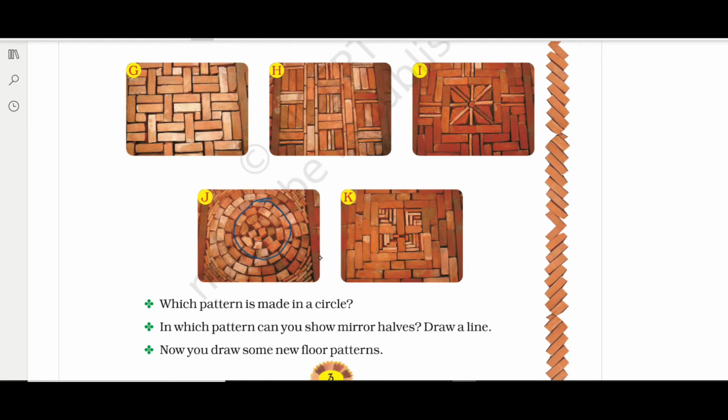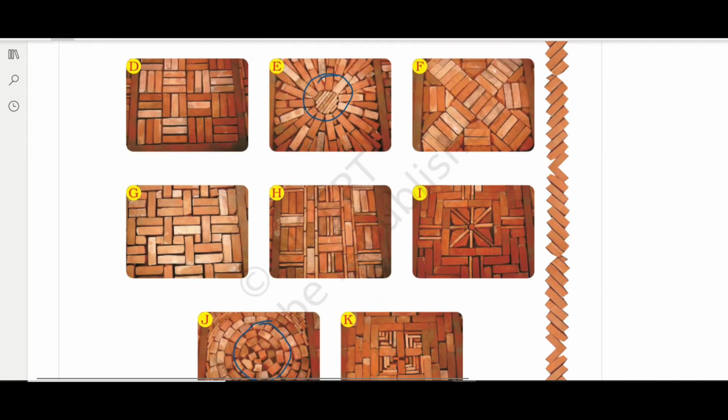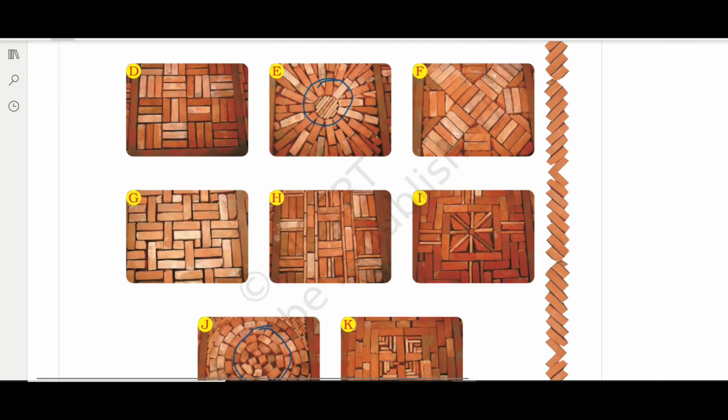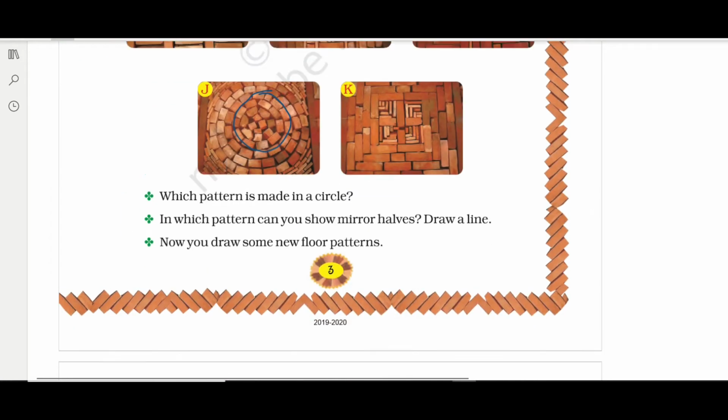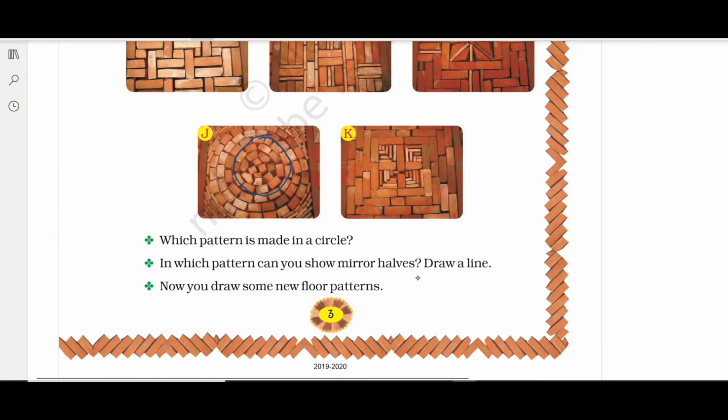And the rest of the others are not. So which pattern is made in circle? One is E and the other one is J. So you can write that down here. So it is a question which is asked to us. After observing the patterns, which pattern is made in circle.